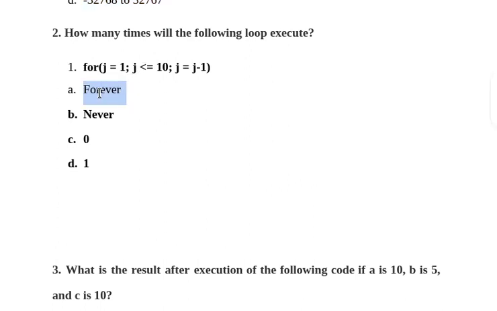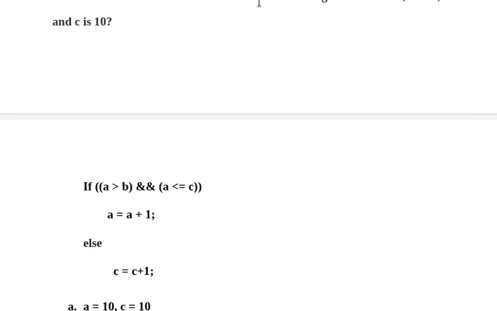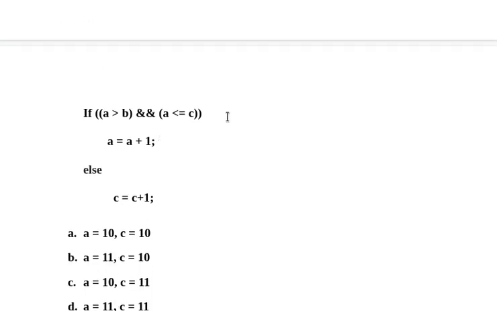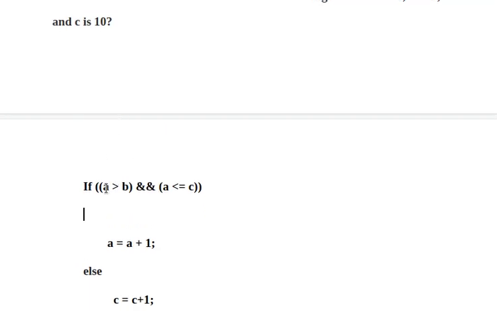Next is, what is the result after execution of the following code if A is 10, B is 5 and C is 10? Let's execute this. First of all, A is 10, and B is 5. 10 is greater than 5, yes, it is greater than 5. And A is 10, so 10 is less than or equal to C, which is 10. 10 is less than or equal to 10, yes, it is also true.